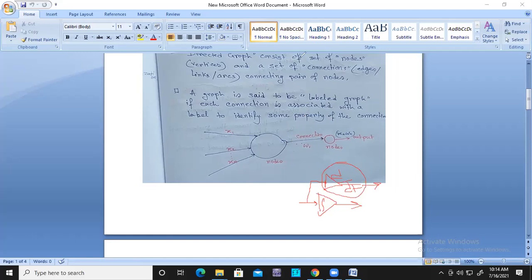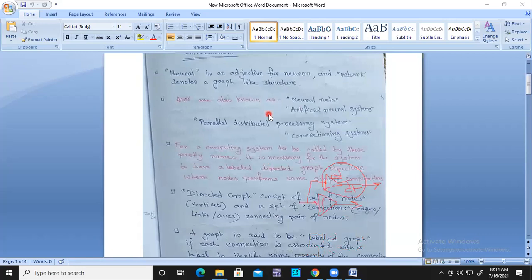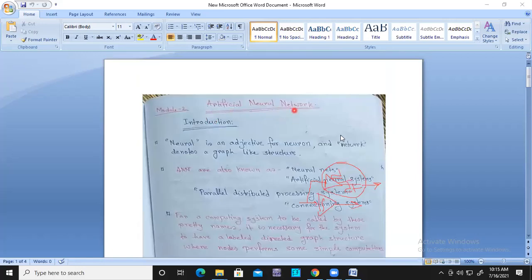So we are talking about artificial neural network. In this artificial neural network, our neuron is just neural.